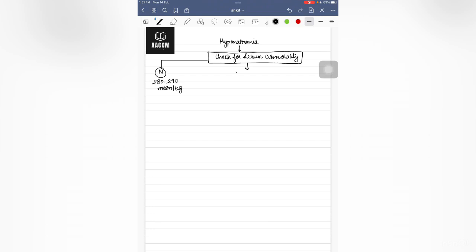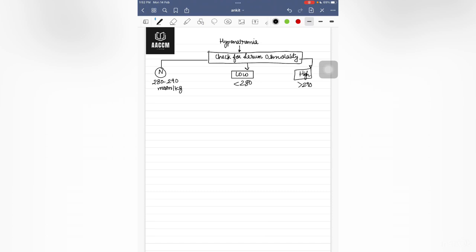If it is low, or if it is high, right? So low will be less than 280, high will be more than 290. Okay, so if somebody is having normal serum osmolality, then what is the situation here? We should first confirm if there is a truly hypotonic state in the body by checking the serum osmolality.